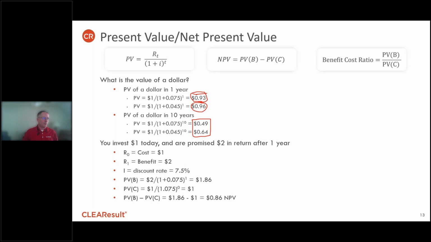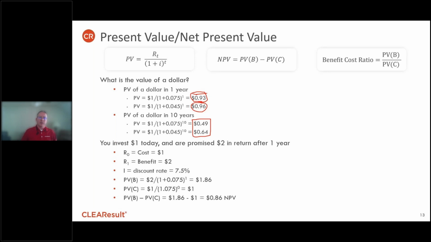So another example, you invest $1 today. You hand me a dollar bill today, and I say, I'm going to give you $2 bills back in a year, using these present value, net present value equations. That first term is going to be the dollar that you handed me. That's your cost. So R0 is $1. The benefit is what I'm going to hand you back in 1 year, $2. So that's R1. That's your benefit. Again, discount rate, today's rate, 7.5%, is pretty close.